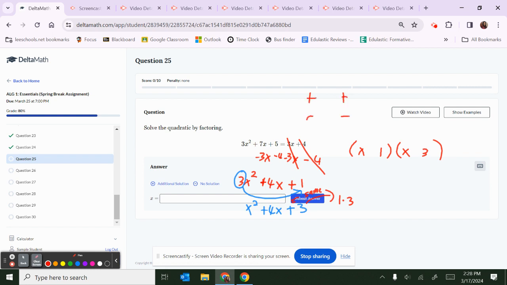All right? If I had 2 negatives, what's 1 take away negative 1 minus 3? Negative 4. But we needed a positive 4. So you needed a positive 1 and a positive 3 because that's how you get a positive 4. So a positive and a positive.